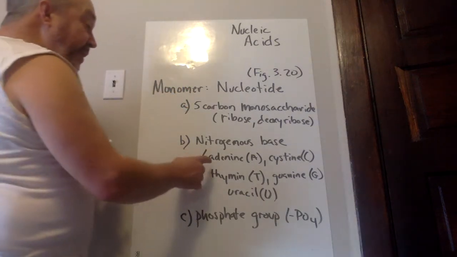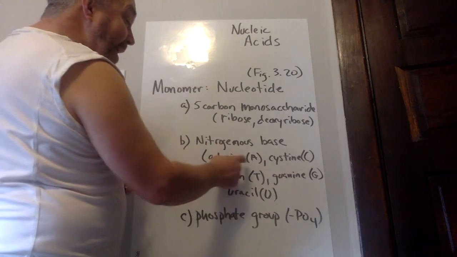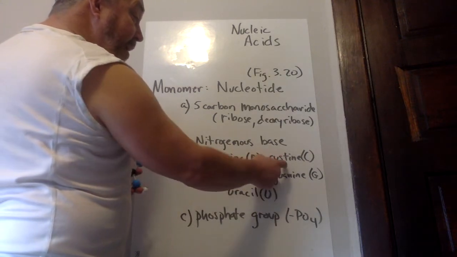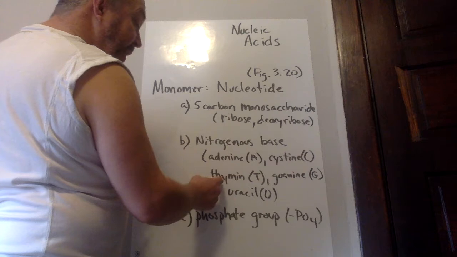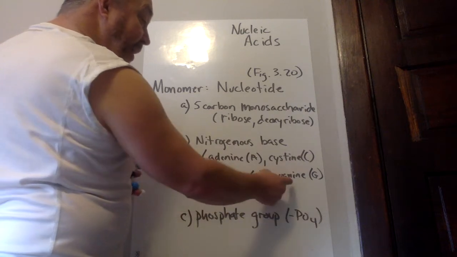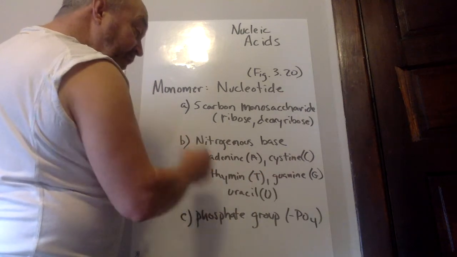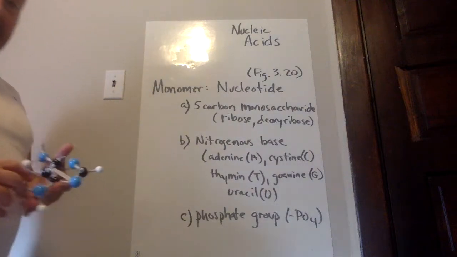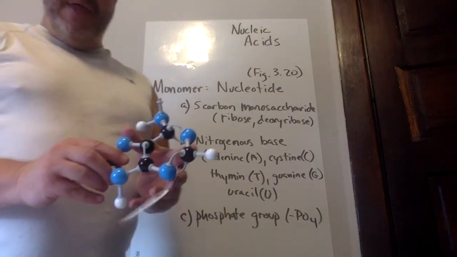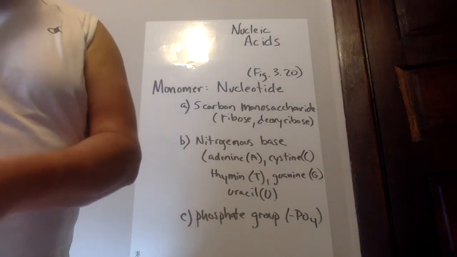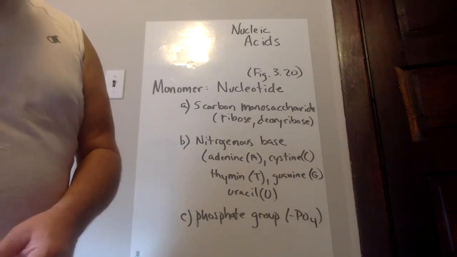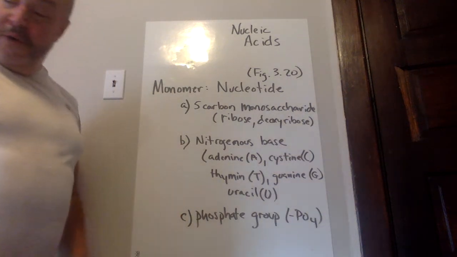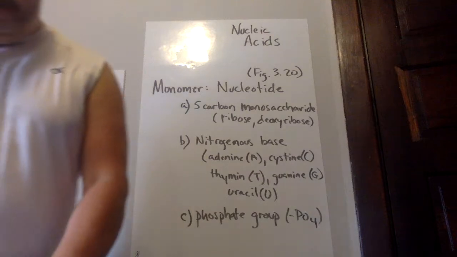So the nitrogenous bases come in 5 forms. They're called adenine, which we symbolize with an A. Cytosine, symbolized with a C. Thymine, symbolized with a T. Guanine, symbolized with a G. And uracil, symbolized with a U. So that can change depending on the nucleotide you're looking at. The phosphate group is going to stay the same, however.